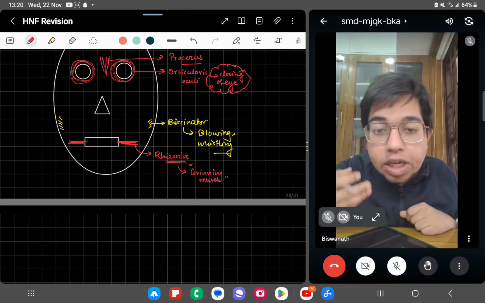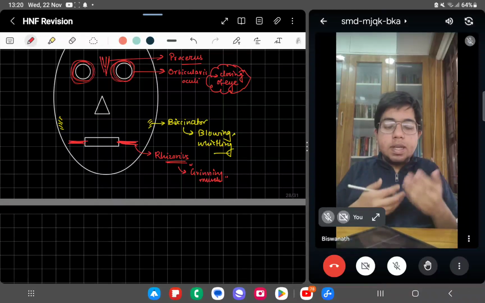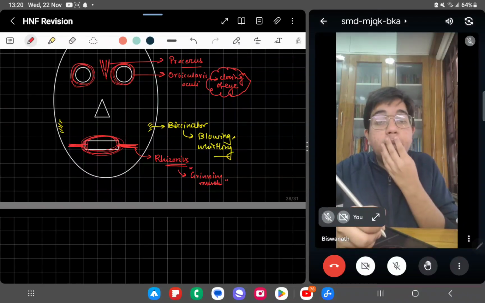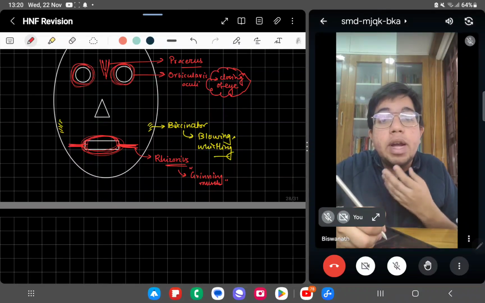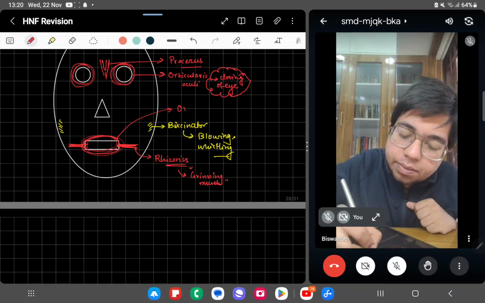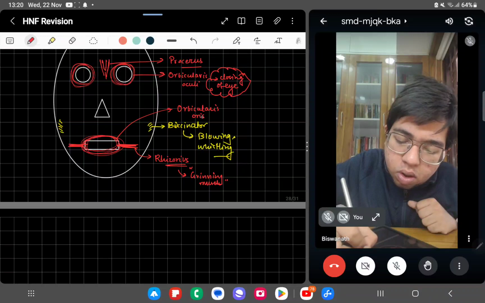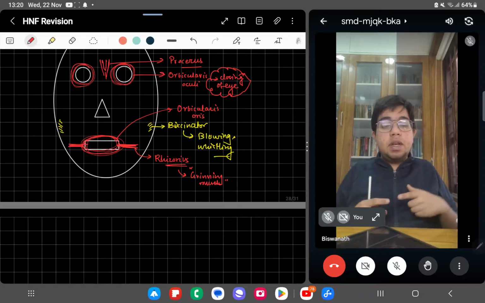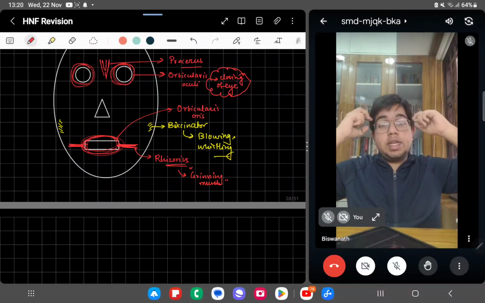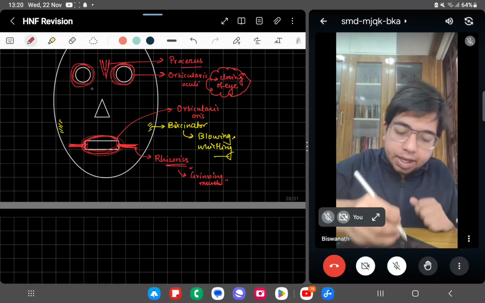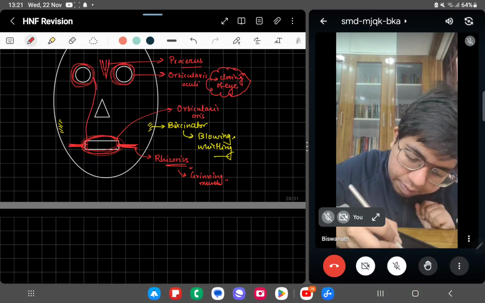This is a risorius. And another muscle is this one around the mouth. This is called the orbicularis oris. There is a muscle which is arising from this margin and going all the way down to your upper lip, something like this.